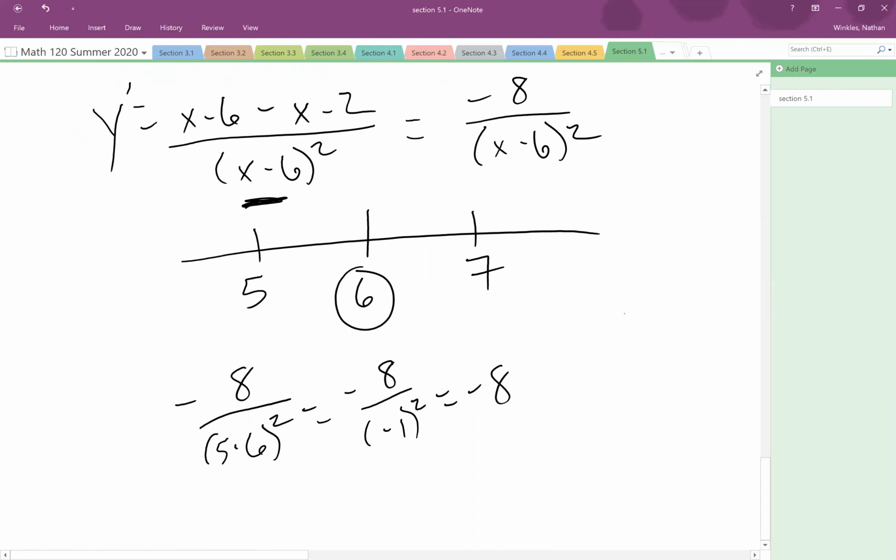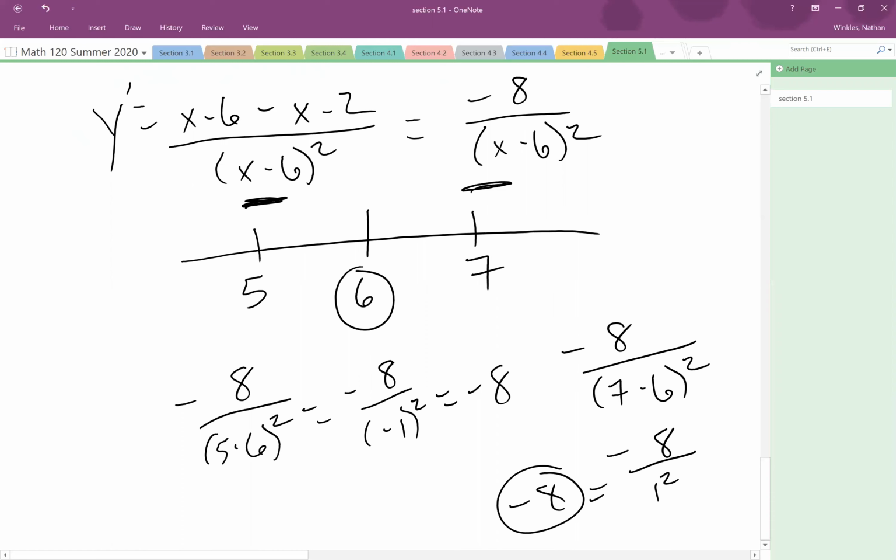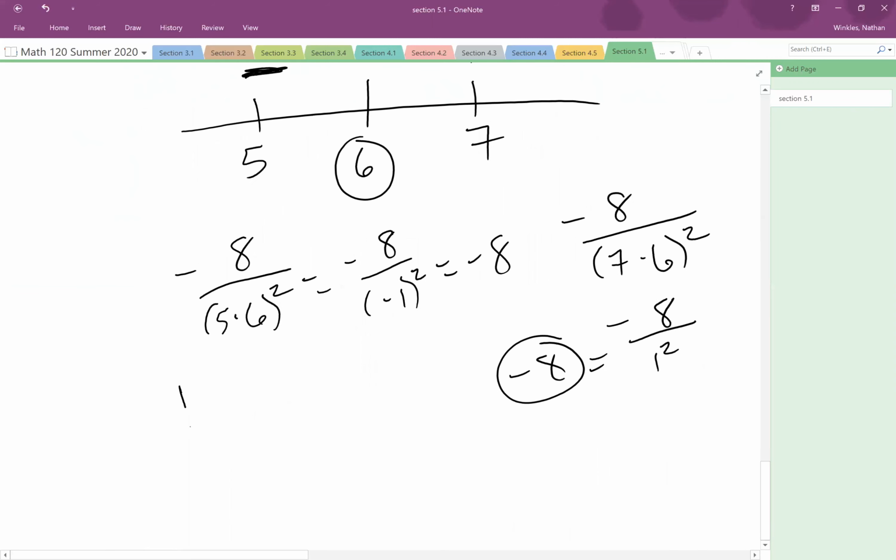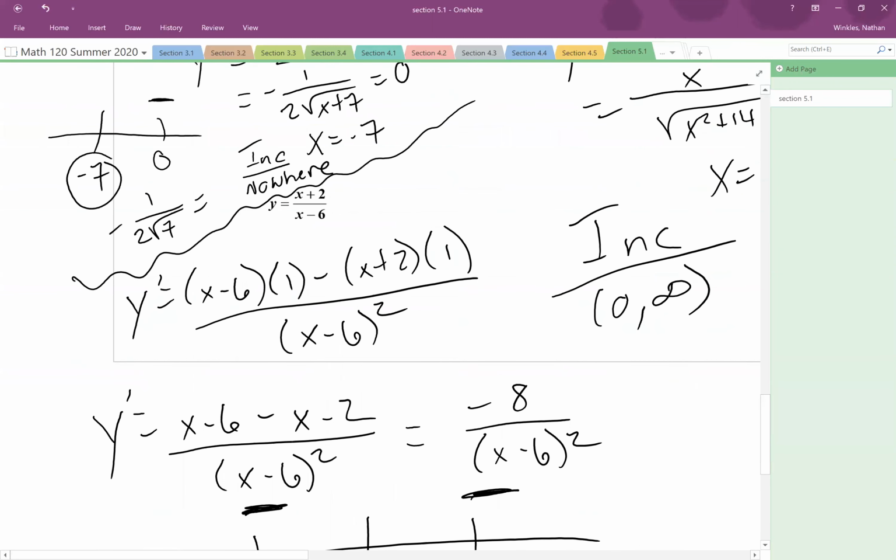If you plugged in 7, you would get -8 over 7 minus 6 all squared, -8 over 1 squared, which is -8, we get negative. So even though we got a negative and a negative, that sometimes will happen. So in this case, it's increasing nowhere. This is an always decreasing function in terms of what we're given here. So we have to be careful about what we're given because it could affect things.